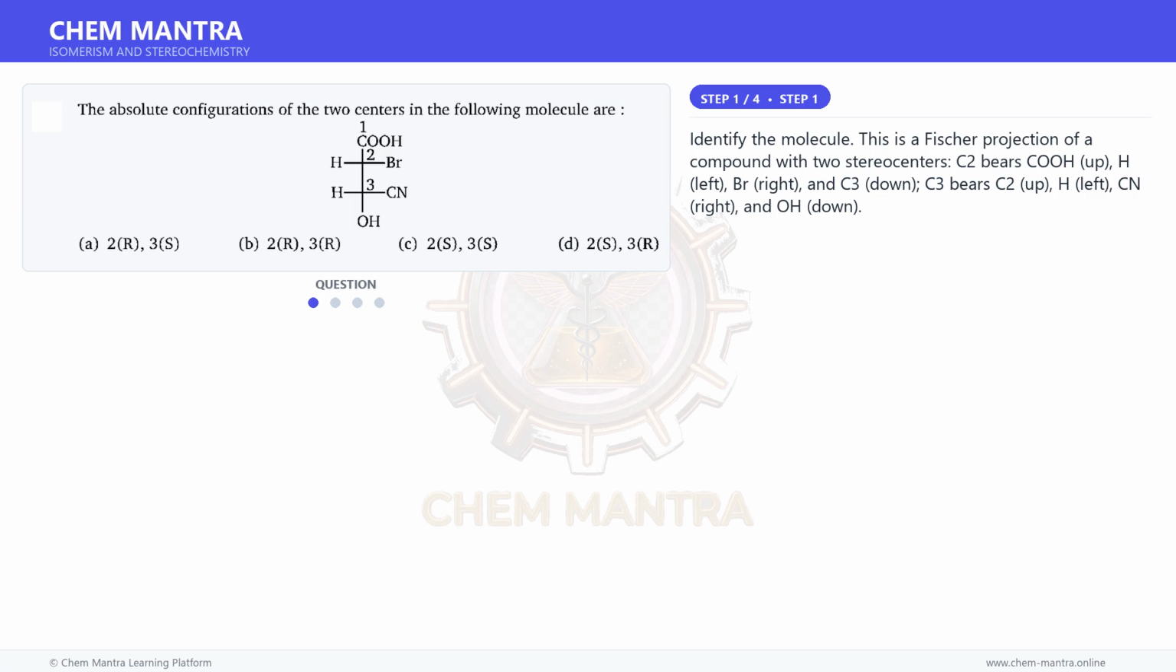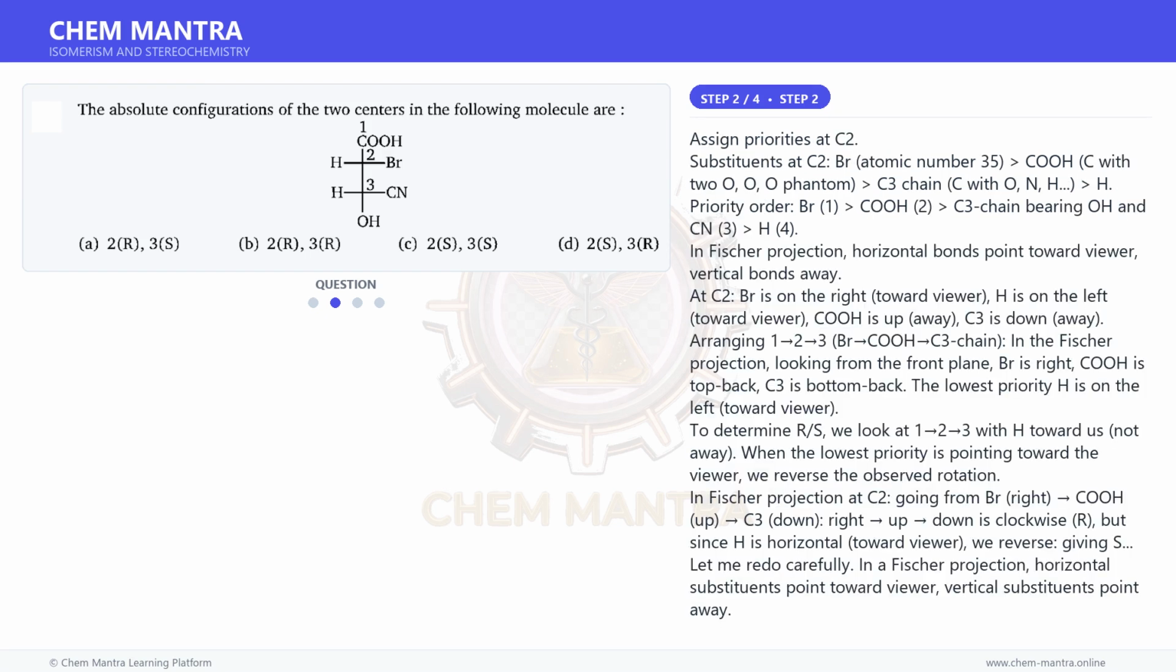Identify the molecule. This is a Fischer projection of a compound with two stereocenters. C2 bears Q up, H left, Br right, and C3 down. C3 bears C2 up, H left, Cn right, and O down. Moving on to the next step.